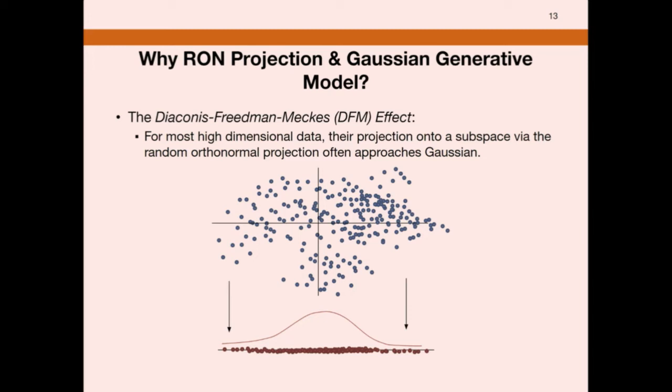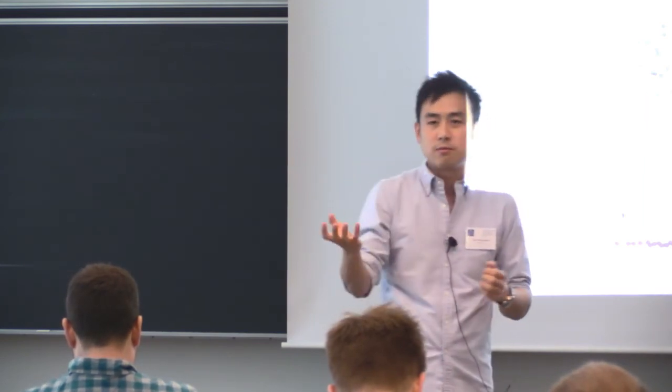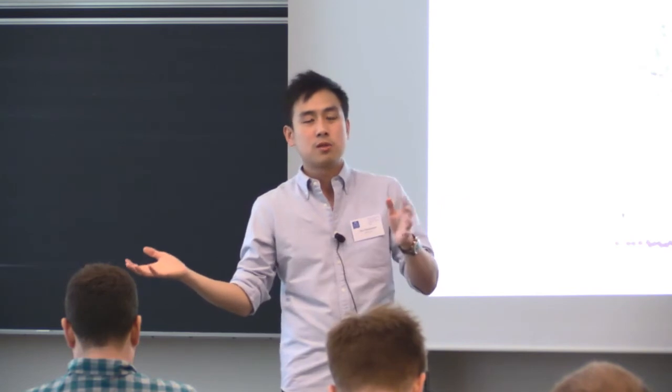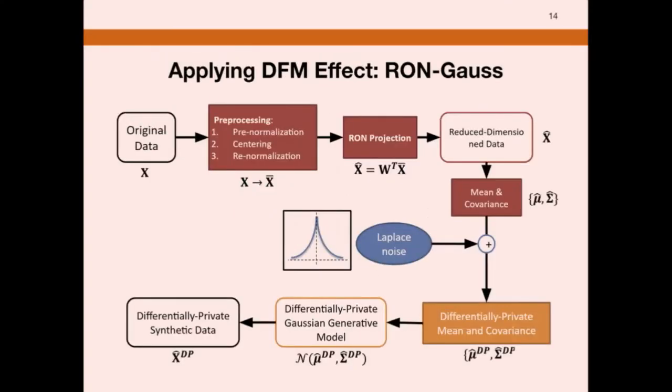And I try to show it on a figure here where, let's say, you have a high-dimensional data, and when you project it down, it tends to cluster in the middle where the mean of the data is, and then the tail tend to be a little weaker, so that's where it comes from. You can think of it as something similar to the central limit theorem, except, for those who are familiar with the math, central limit theorem usually means you sum a lot of samples, IID. So here I kind of do the same thing on the feature side, you sum a lot of features on that end. Now, so this is from Ron-Gauss and DFM effect.